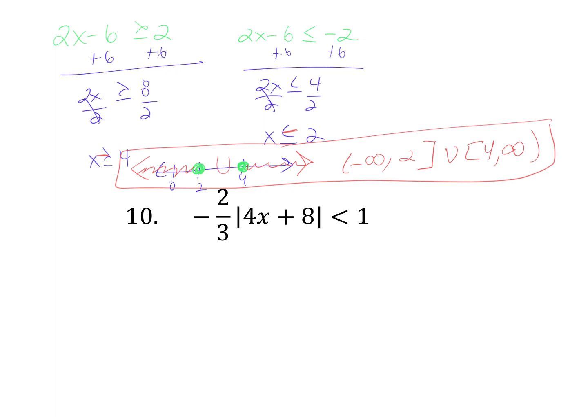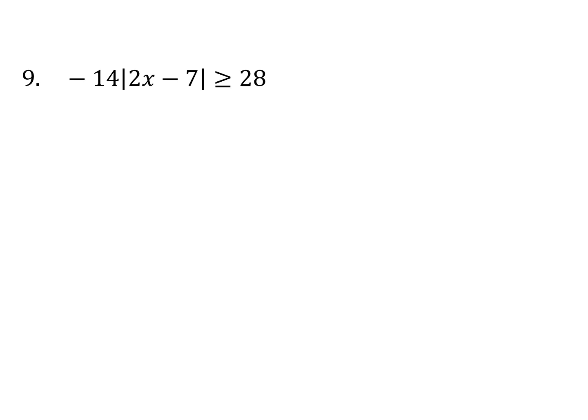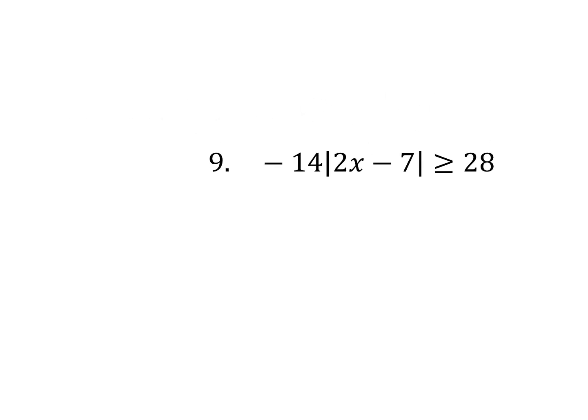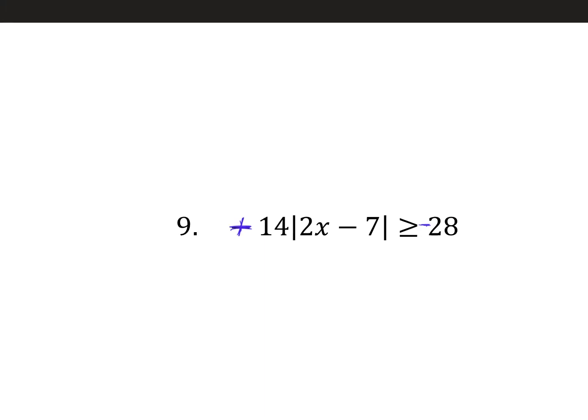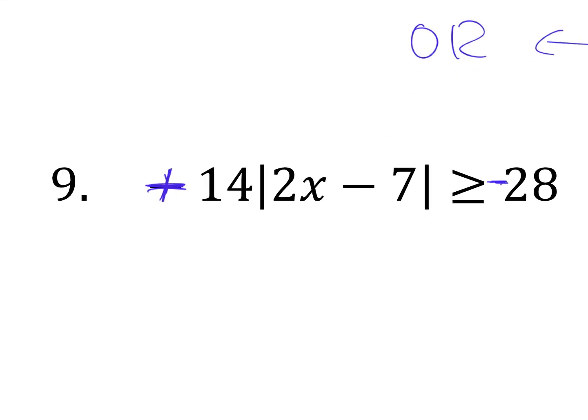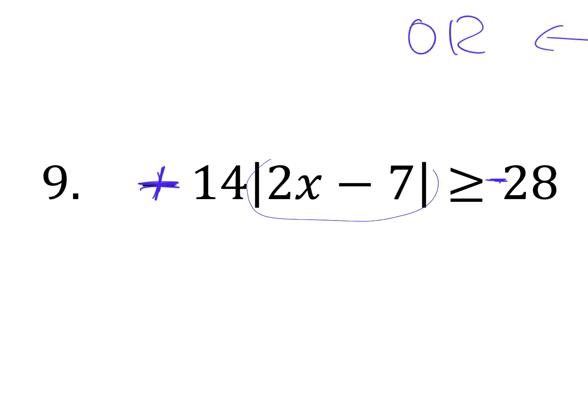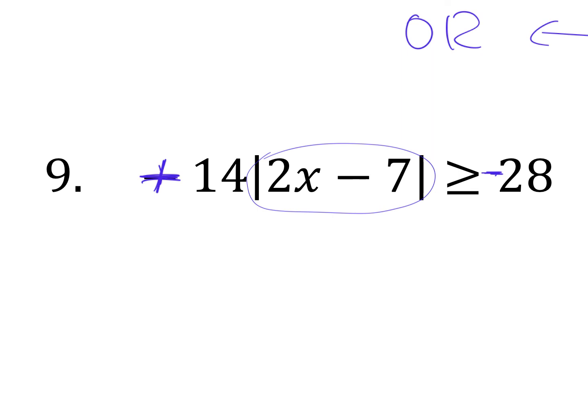All right, the last two, guys, pay attention. I'm making some changes. You are going to change 14 to positive and 28 to negative. What does my inequality sign say? It says or, and I have or equal to, so I know they're going to be colored in, and I'm going in opposite directions. So if I want to get absolute value by itself, what do I have to do to both sides? Divide by 14.